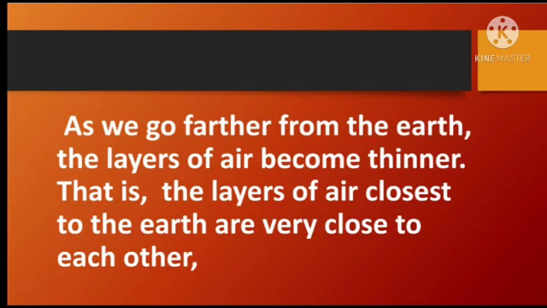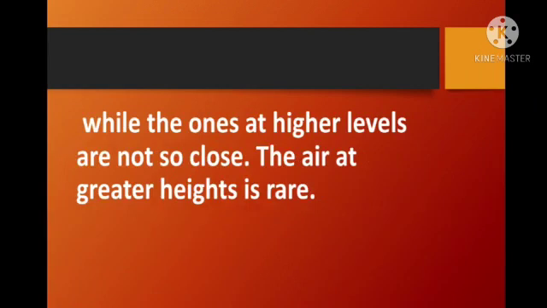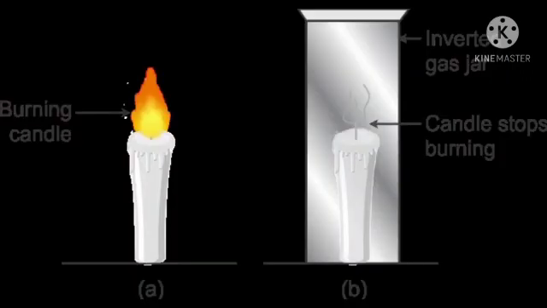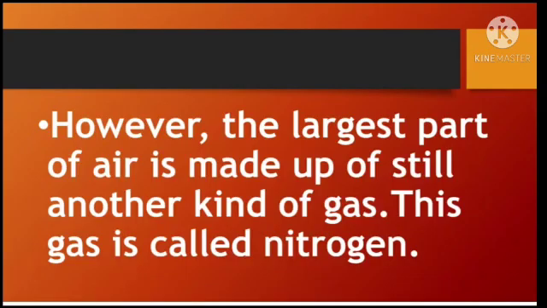As we go farther from the earth, the layers of air become thinner. That is, the layers of air closest to the earth are very close to each other, while the ones at higher levels are not so close. The air at greater heights is rare. One of the constituents of air helps burning. However, the largest part of air is made up of still another kind of gas.